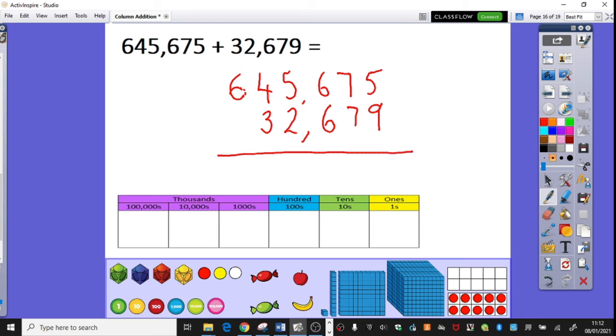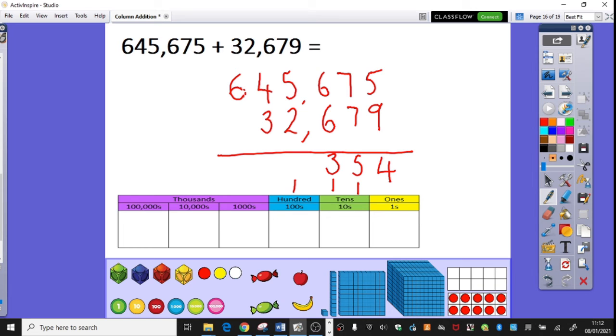So let's add those together. 5 ones and 9 ones is 14 ones. Carry over our 10 ones. 7 tens add 7 tens is 14 tens. Add another 10 is 15 tens. Carry over our 10 tens, make 100. 600 and another 600 is 12 hundreds. Add another is 1300. Carry over our 10 hundreds, as that makes 1,000.